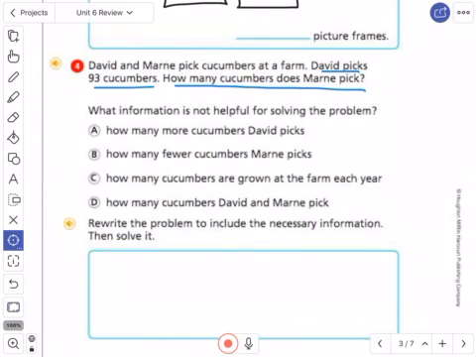It doesn't say that they're the ones picking, so I'm not sure about... I don't know. How many cucumbers David and Marn pick? Okay, that might be... I'm not sure. I'm going to have to read through those again. Then rewrite the problem to include the necessary information, then solve it.